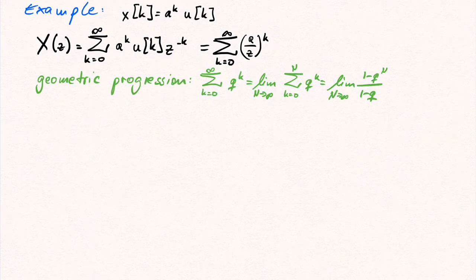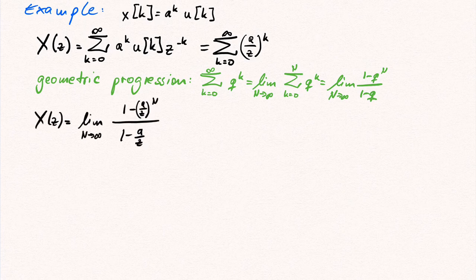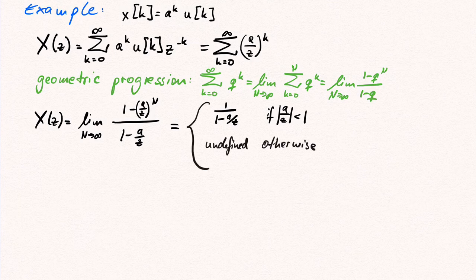To solve this, we need to use the formula for the geometric progression. And since we have an infinite sum this time, we have to express this sum as a limit of a finite sum. Then the Z transform x of z is equal to the limit for n going to infinity of 1 minus a divided by z to the power of n, divided by 1 minus a over z. If the magnitude of a divided by z is strictly less than 1, then a divided by z to the power of n will converge to 0, such that x of z is equal to 1 divided by 1 minus a over z. But for other values of z, for which a divided by z has a magnitude greater than 1, x of z will approach infinity and will hence be undefined.